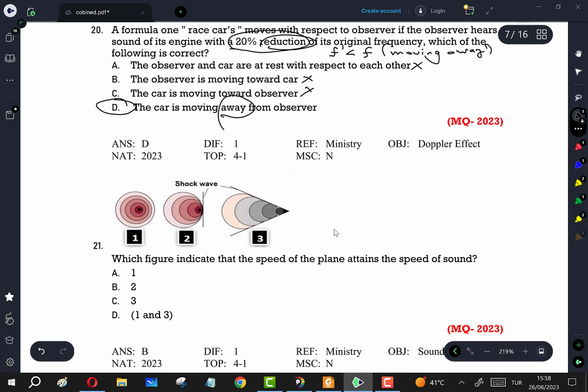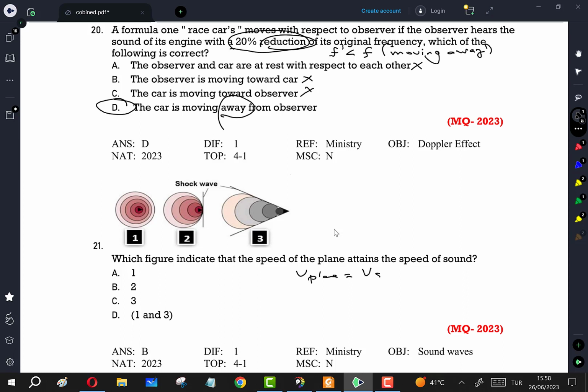Which figure indicates the speed of the plane attains the speed of sound? When the speed of the plane and speed of sound are equal, we know that the plane produces compressions, waveform compressions, but these compressions move at the same speed as the plane. That's why these compressions accumulate just in front of the plane.